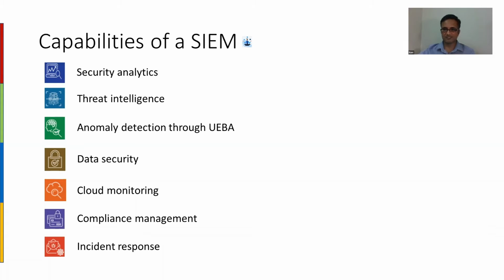So here are some of the major capabilities that you want. You definitely want security analytics. That's a fundamental thing. That's basic. Threat intelligence is a fundamental thing as well. User and entity behavior analytics, or UEBA. This is where anomaly detection comes into play. Then you've got data security, cloud monitoring, compliance management. Then you've got incident response or incident detection and resolution. We'll now go over some of these capabilities that an efficient SOC needs to have in place.